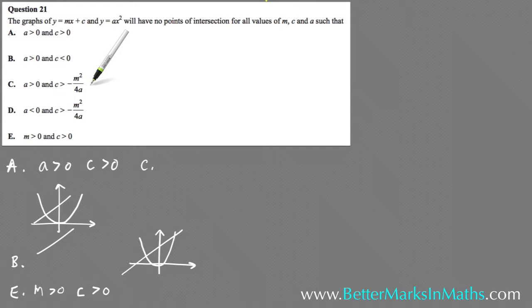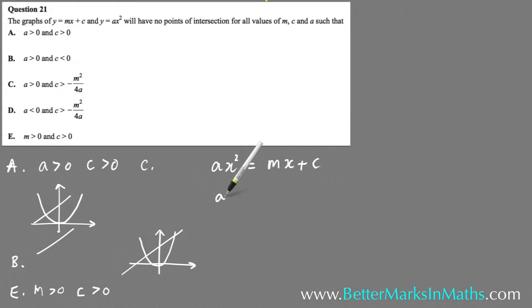So looking at C and D, both of these have an inequality in them, and the inequality connects all three variables m, c, and a. So what you need to do somehow is get an equation that does connect those variables, and the easiest way to start that is just by letting these two equations equal each other. So you would have ax squared equal to mx plus c, and that in fact is the first step when you're trying to find the points of intersection.